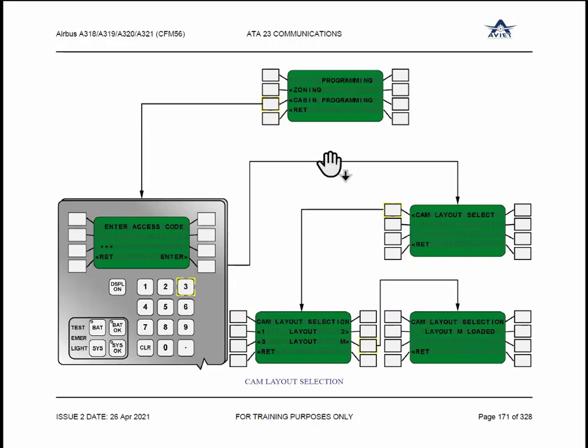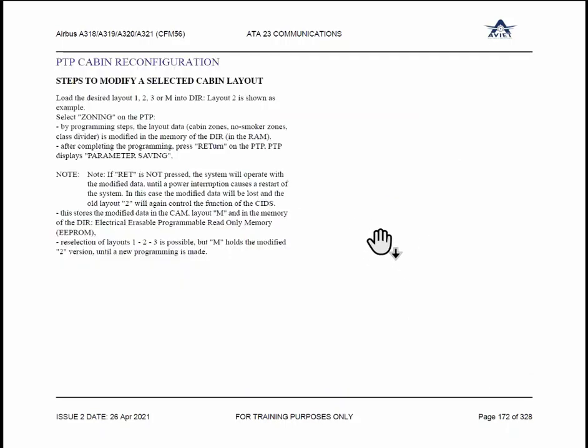This is the layout which I talked to you about, cabin programming. It is access controlled, so you need to have a password. Once you have a password, you can access the saved layouts: layout 1, 2, 3, 4, miscellaneous. So 3 layouts are already saved. Whichever one you want, you can activate it. Layout M is loaded. If you click this M, it is the miscellaneous layout.